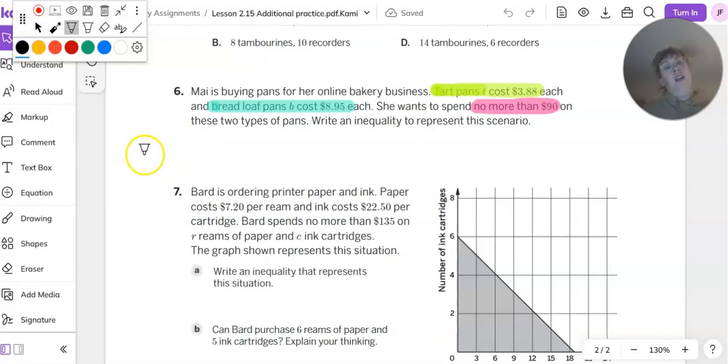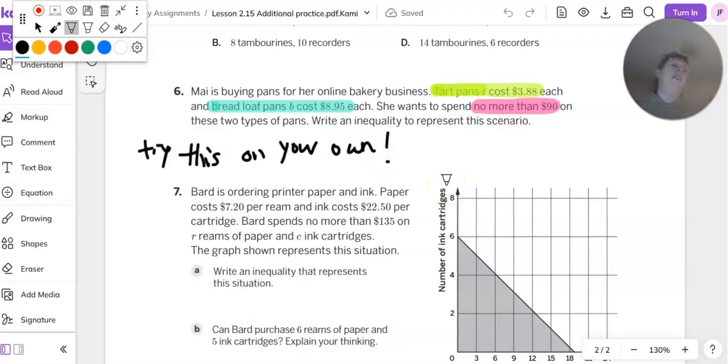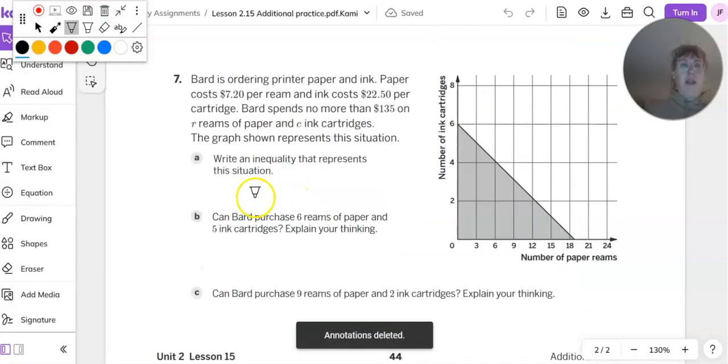Write an inequality. And I want you to try this one on your own. So try and write that inequality. Get that under number 6. And when you're all set, let's scroll down to the last one, number 7.